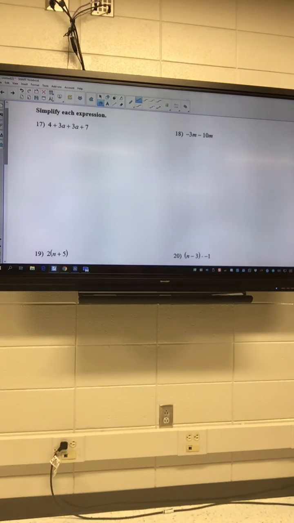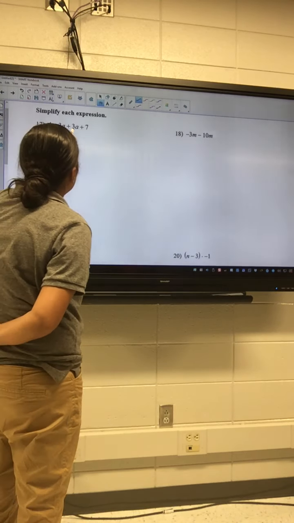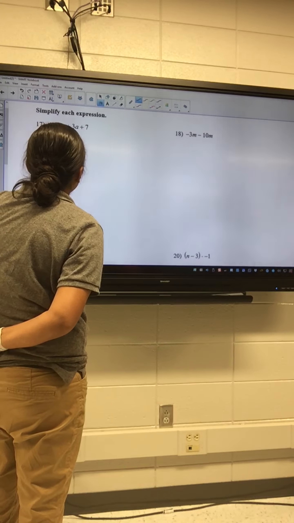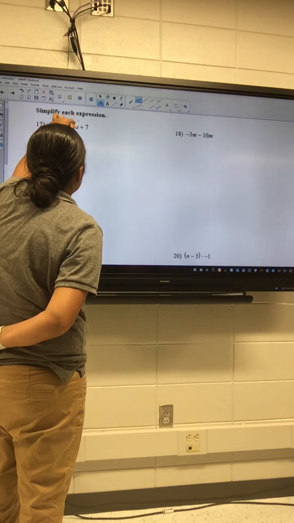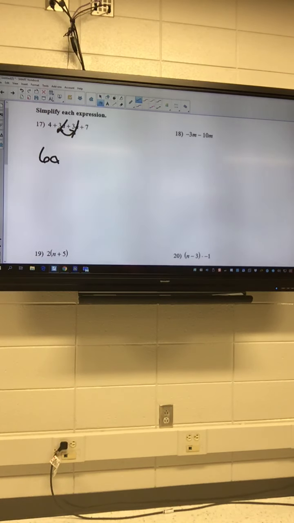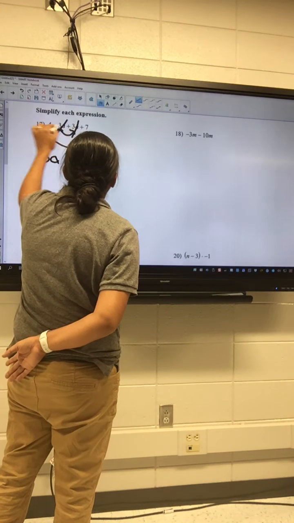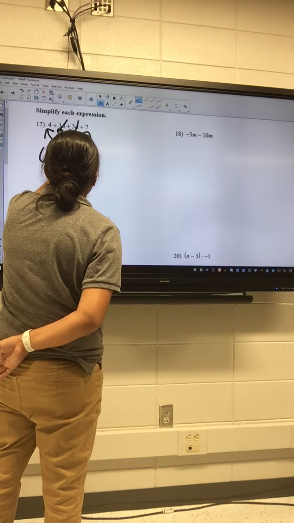The 3a's. Okay, so if we combine the middle ones, I got a 3a and a 3a to give me a 6a. Well, I've used this one and I've used this one. What do I have left? The 4 and 7. Yeah, and those can be combined because they have no a's. So 7 and 4 is going to be plus 11.